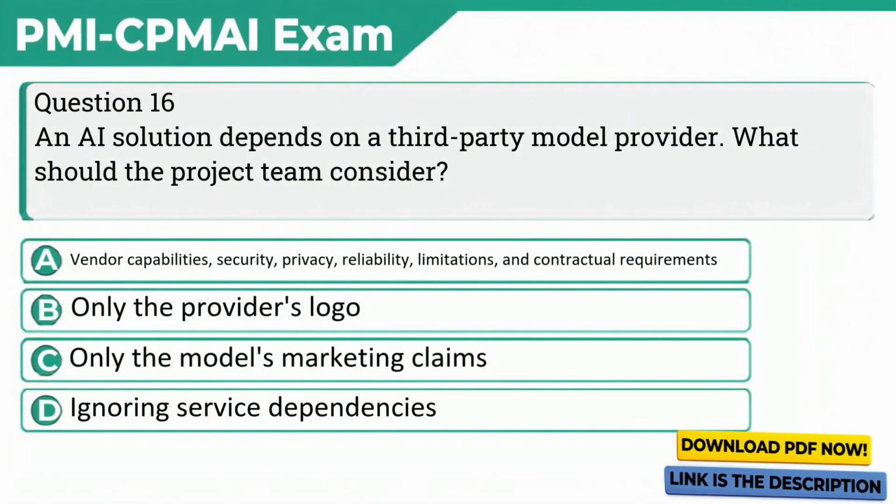Question 16. An AI solution depends on a third-party model provider. What should the project team consider? A. Vendor capabilities, security, privacy, reliability, limitations, and contractual requirements. B. Only the provider's logo. C. Only the model's marketing claims. D. Ignoring service dependencies.